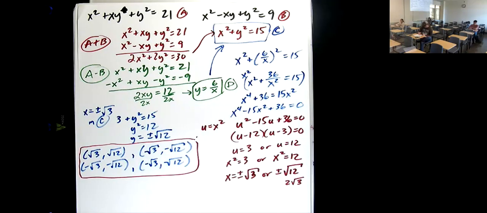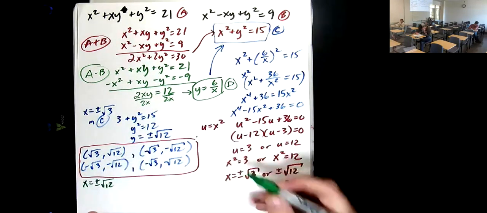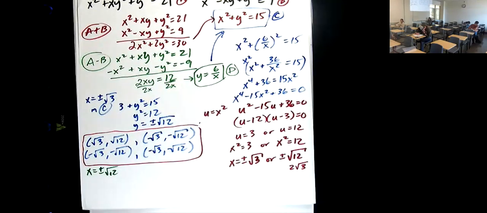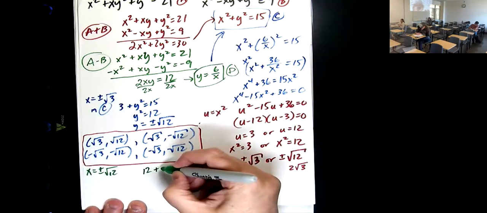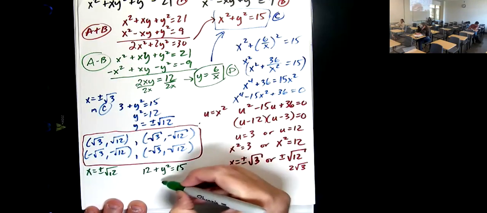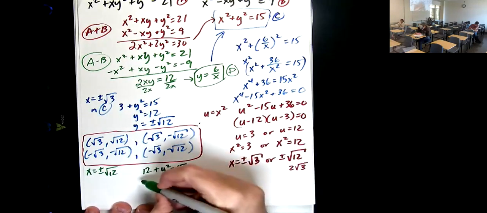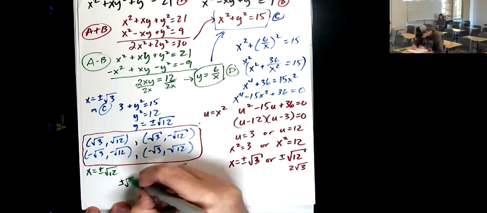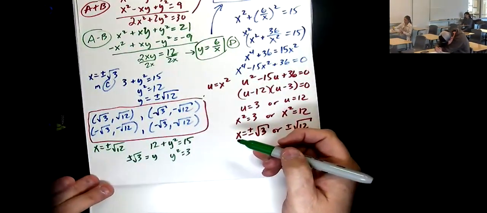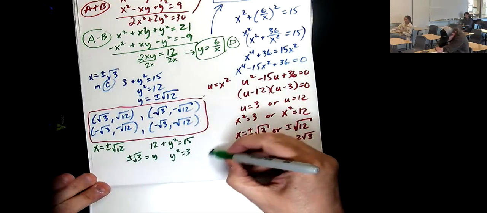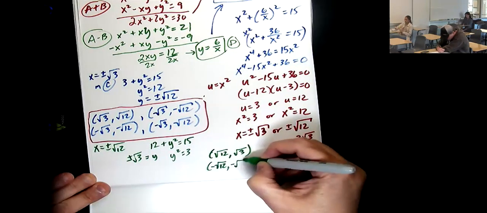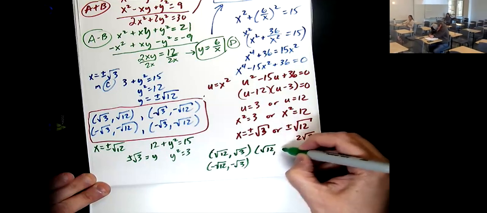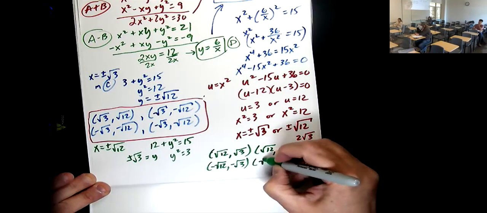Gonna do the same thing for plus or minus root 12. When I square it, it doesn't matter if I do the plus or the minus. I get 12 plus y squared equals 15. So y squared equals 3, and y equals plus or minus square root of 3. So I get that same setup, but the other way around. Both of them are positive. Both of them are negative. First one's positive, second one's negative. And first one's negative, second one's positive.